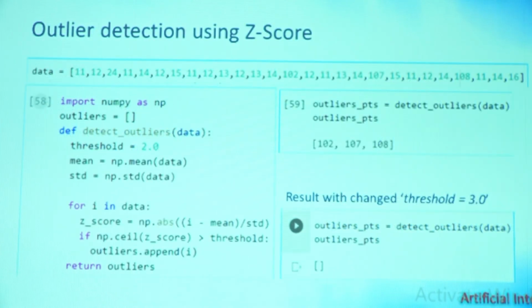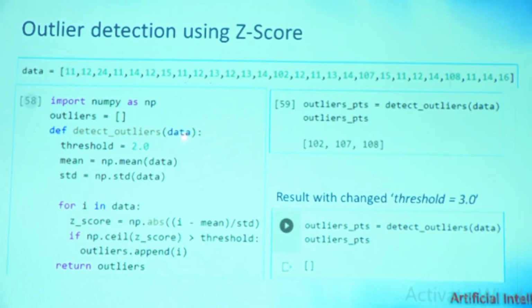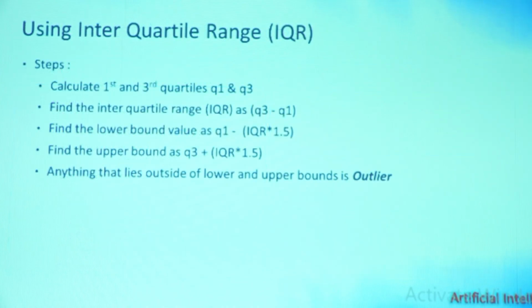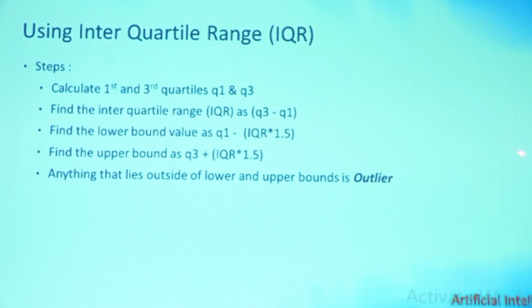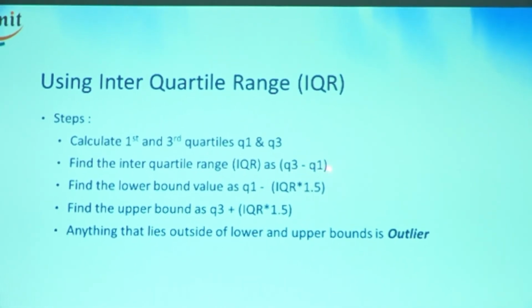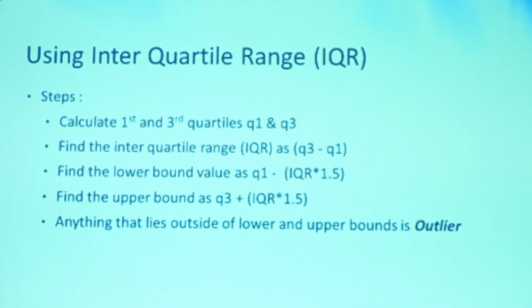So you can see what I am doing here. Manually I have written code to detect outliers. It's self-explanatory. Are you able to understand what I did there? Right. Next, the most popular one is IQR, interquartile range. You will calculate the first and third quartile. Interquartile range is the difference between Q3 and Q1. You already know this.